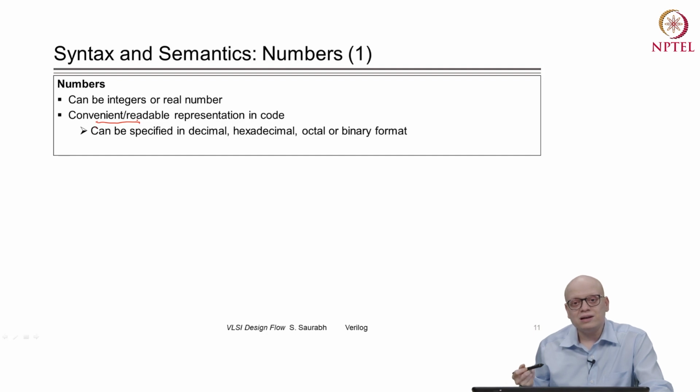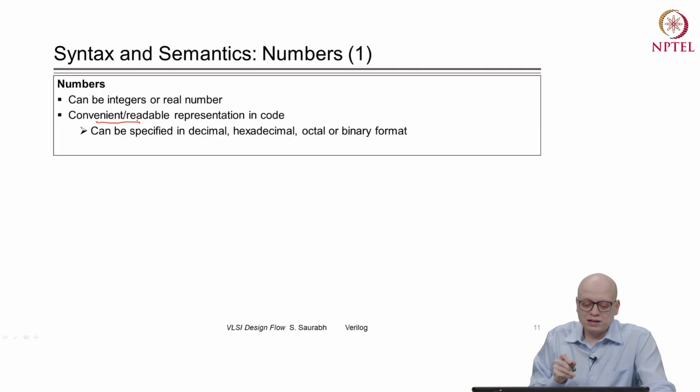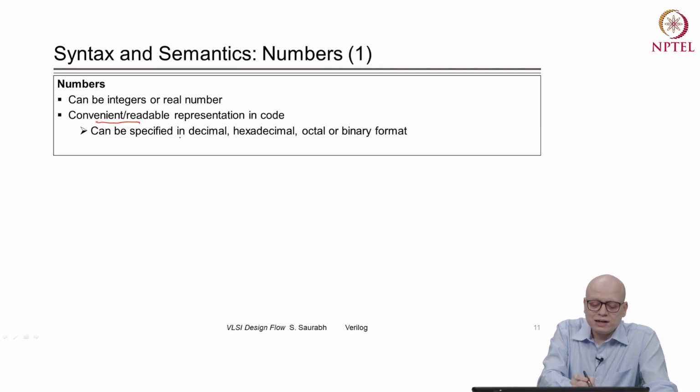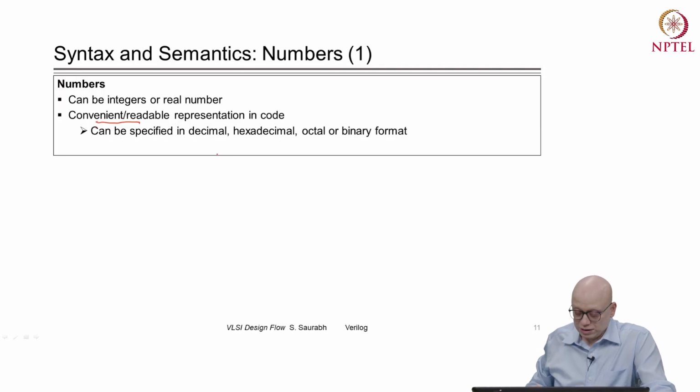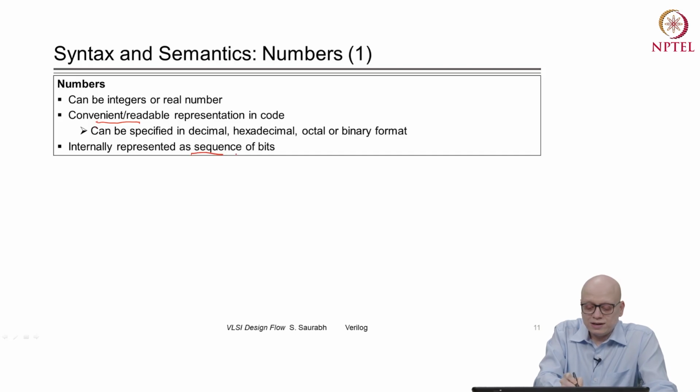So whenever we write code, we should look into the readability part also, meaning whether our code is understandable to the other person who will be using the code. So when we write code, we should use a representation which is convenient and readable, but tools internally will convert it into a sequence of bits.